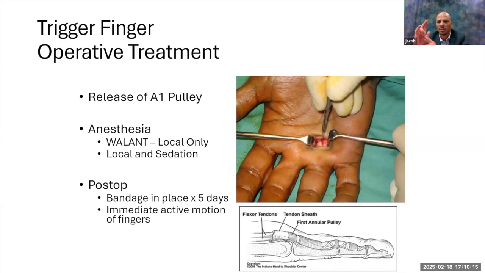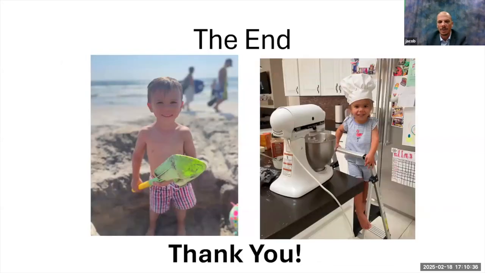If there is still some residual sticking, then it usually means that there's still part of that tube that needs to be released. We release everything so that before I put any stitches in, your triggering is all the way gone. This is also a pretty fast recovery, just 5 days of a bandage in place, 10 days of having stitches in your palm. Right away, we're moving those fingers again to make sure that we don't let anything get stiff.